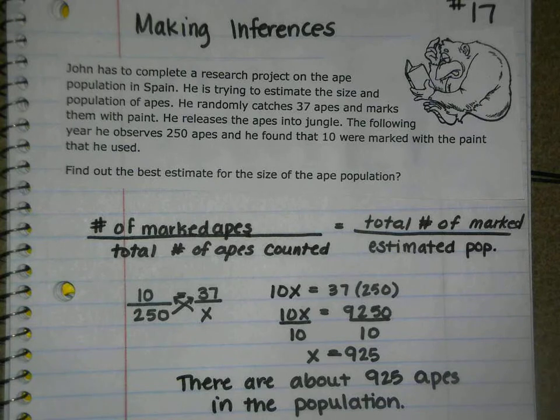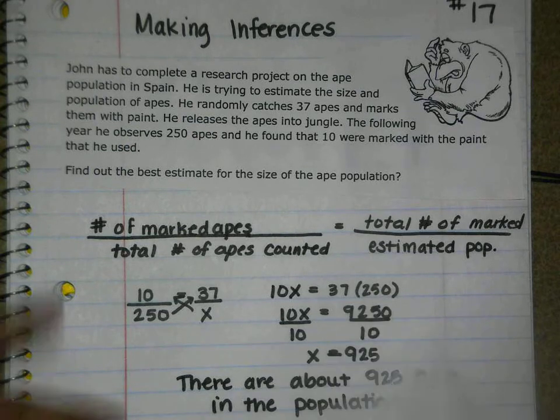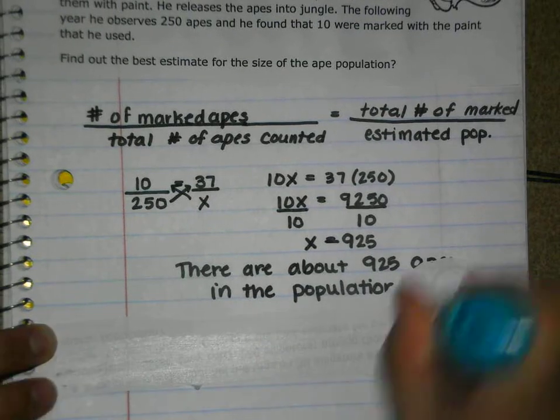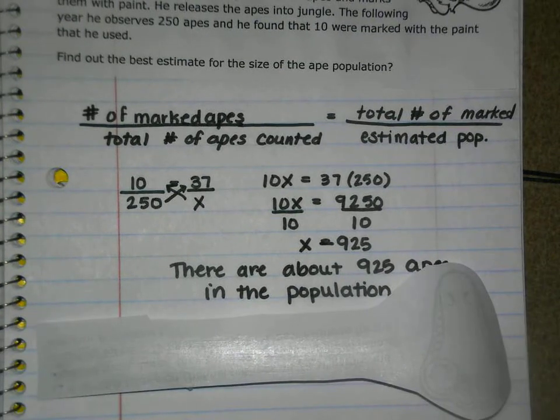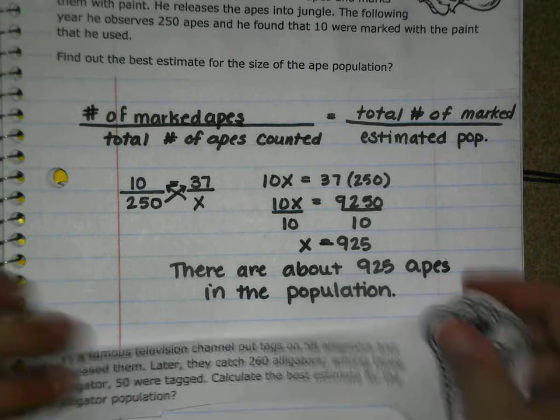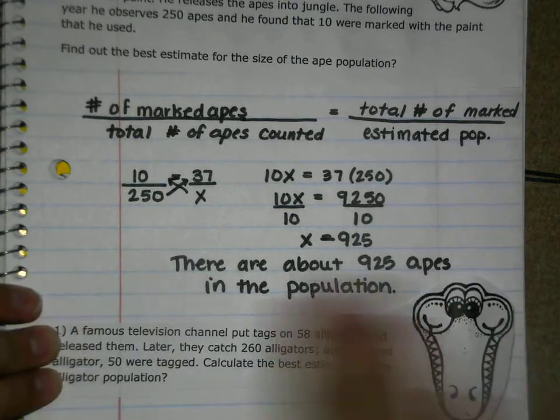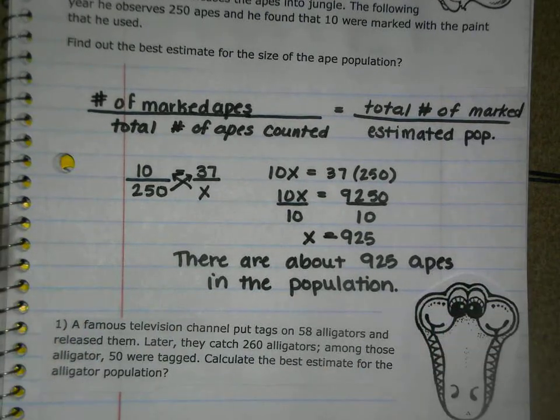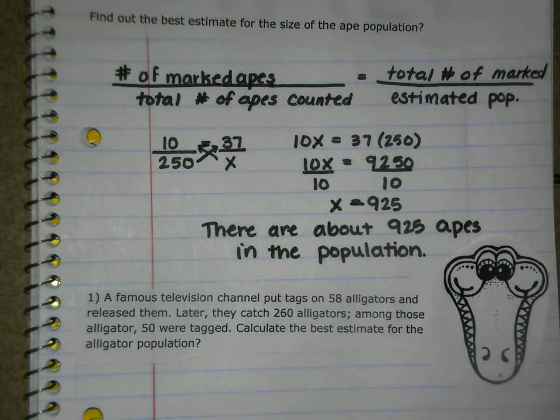All right, so let's do some more examples here. Let's look at another one. We're going to use this awesome alligator one next because I think animal populations are kind of fun to work with. So you'll have examples, and you should be writing these into your notes, right? A famous television channel puts 58 tags on alligators and releases them. Later they catch 260 alligators, and among these alligators 50 were tagged. We're going to calculate the best estimate for the alligator population.